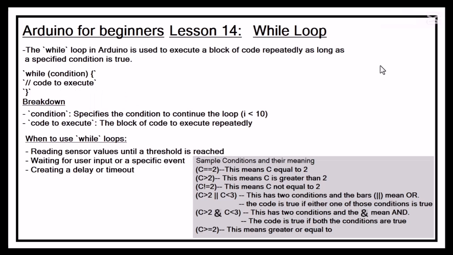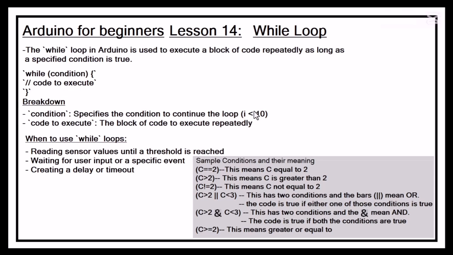So the while loop in Arduino is used to execute a block of code repeatedly as long as a specified condition is true. This is how you write the while loop in Arduino. It's while, then you put your condition, then the code. So you can write while i is equal to 1, and this code will be running repeatedly till i is not equal to 1. As long as i never changes its value, this code will run repeatedly for a lifetime. So the breakdown: the condition specifies the condition to continue to loop.